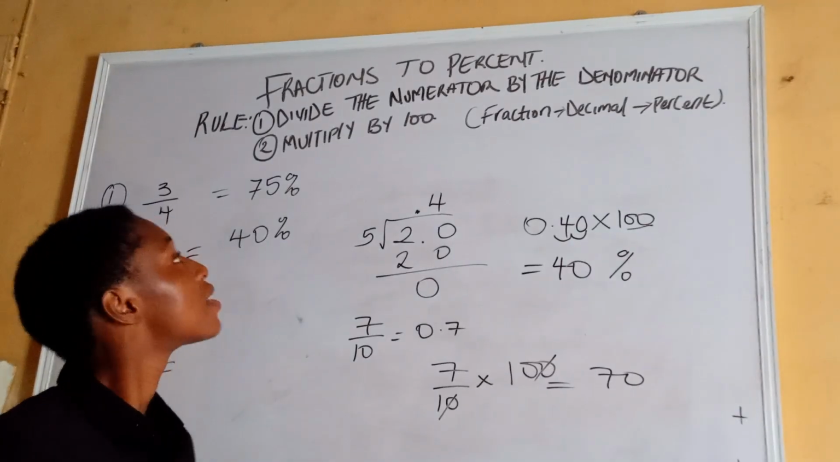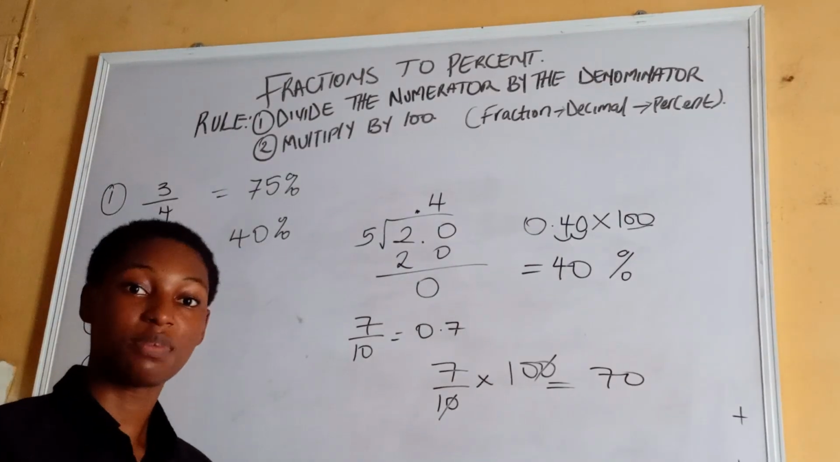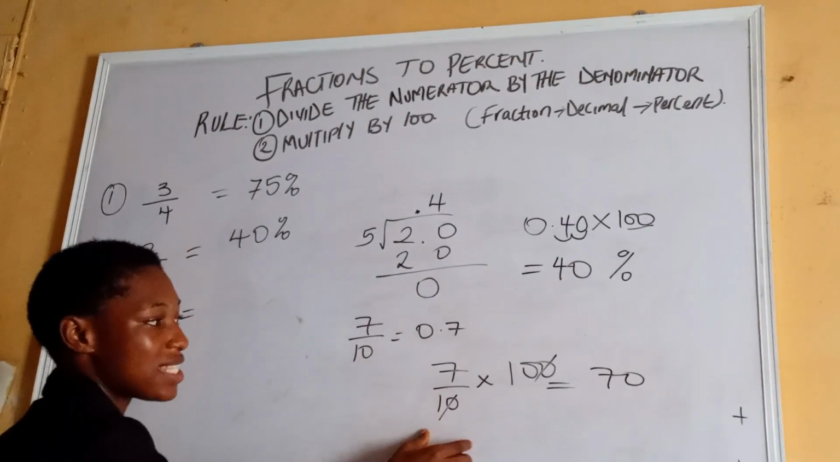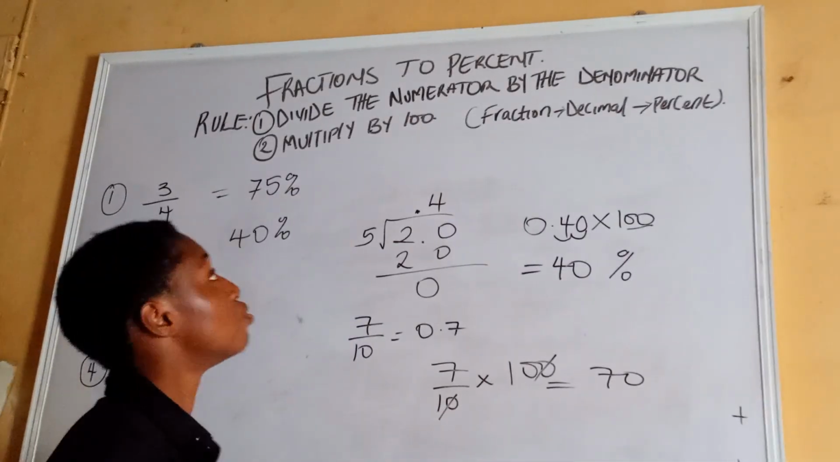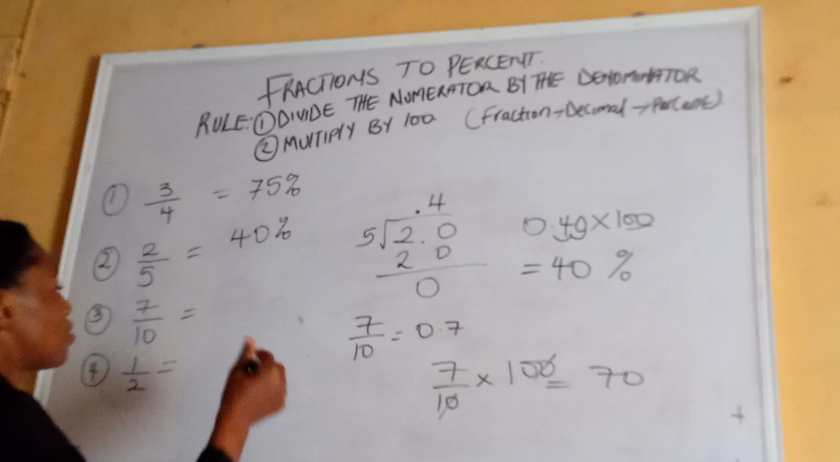So the idea is that we are dividing the numerator by the denominator to turn it into decimal, so it is easier to multiply by 100. If you have something like this that can easily simplify, you don't need to divide the numerator by the denominator. So this one is 70%. You have your answer.